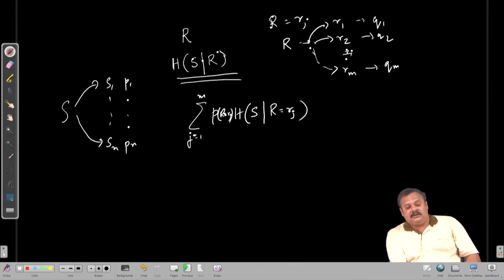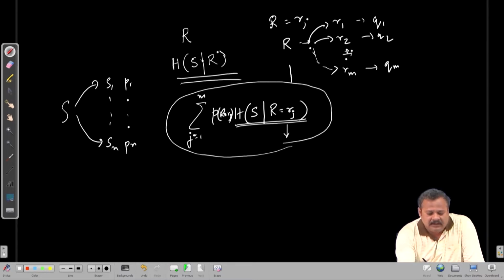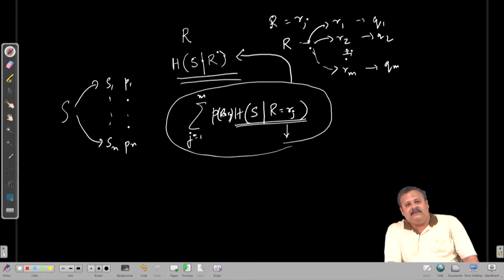So, that is the average uncertainty of the stimulus given the response. This is the uncertainty in S given a particular response Rj, and the average of this whole thing is the conditional entropy H of S given R. In other words, here we are looking at the entropy of S given that we know what response has occurred. That means it is essentially showing us the uncertainty remaining in S given that, on average, the response has occurred.